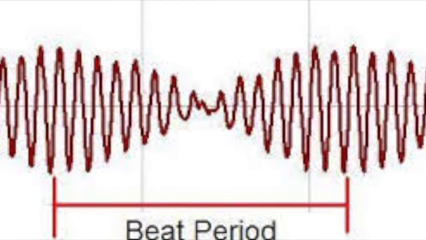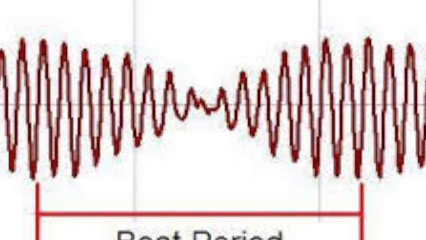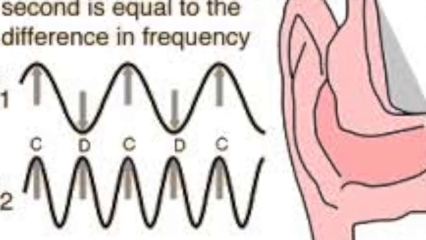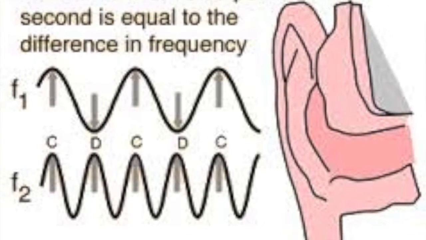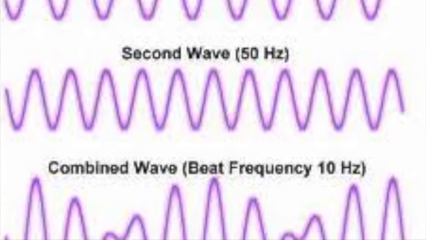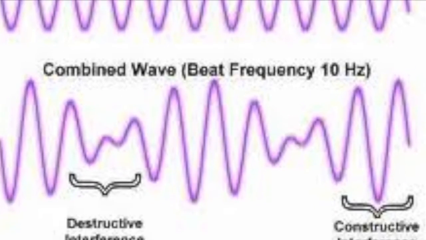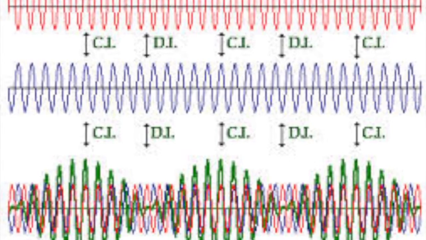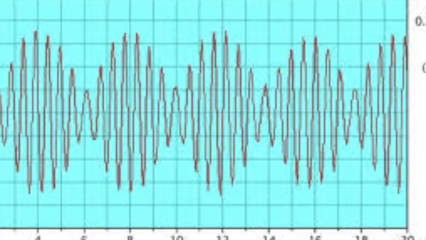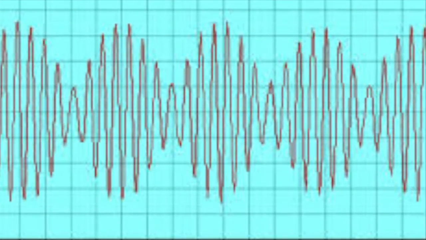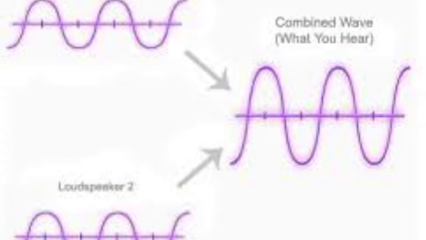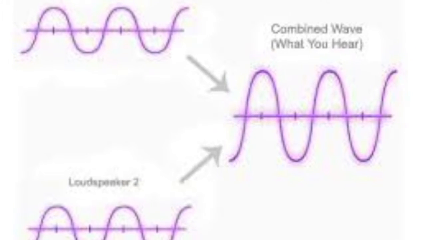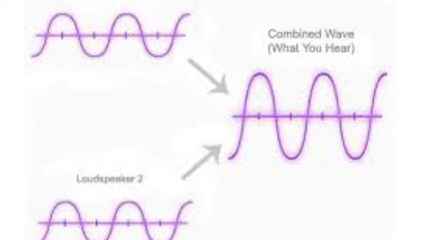The last thing we are going to discuss are beats. Beats are the interference of waves of slightly different frequencies traveling in the same direction and is perceived as a variation in loudness. The number of beats per second corresponds to the difference between frequencies. The average human ear can distinguish beats up to a frequency of approximately 10 beats per second.